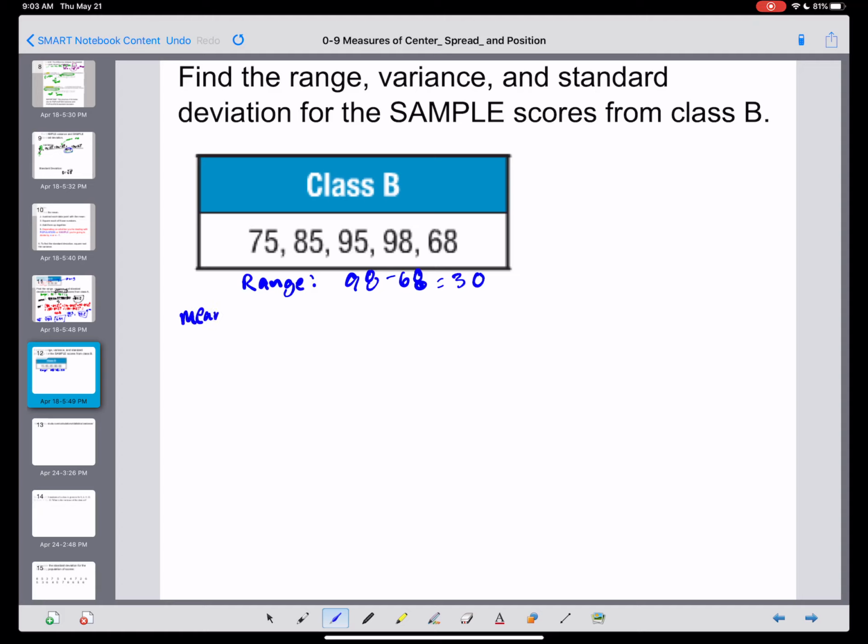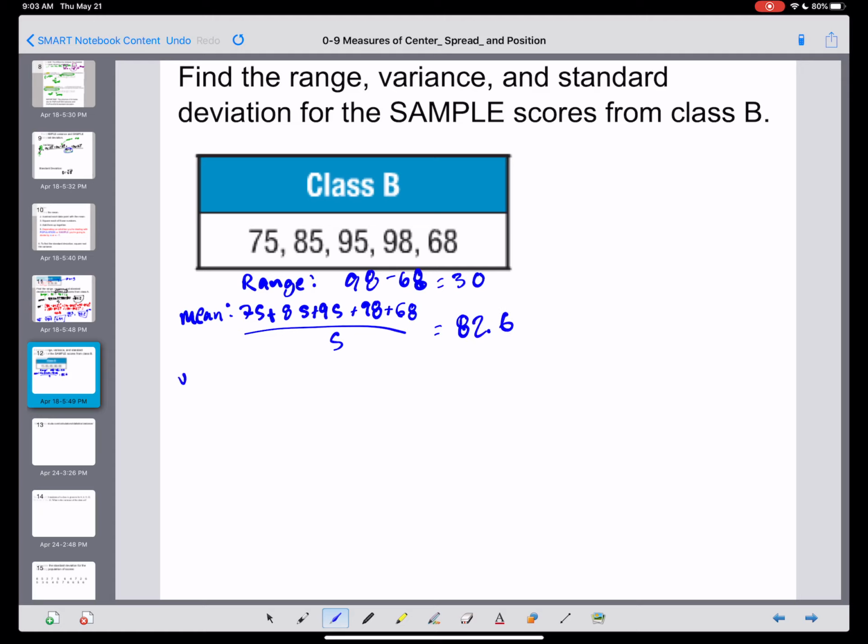My mean, okay, 75 plus 85 plus 95 plus 98 plus 68. So I got 413 divided by 5. So it's 82.6 is my mean.